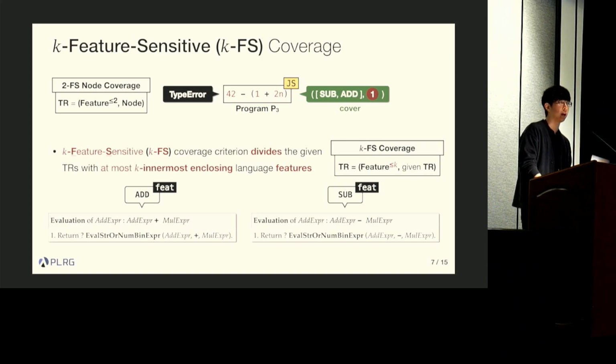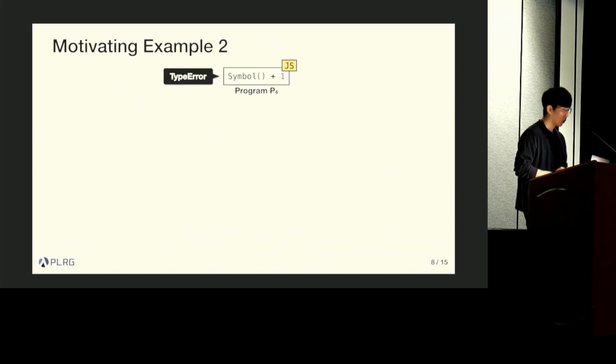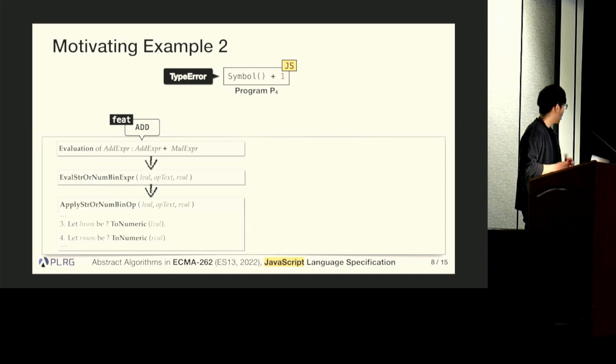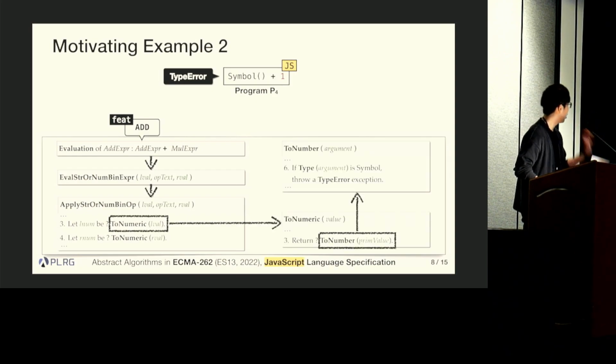I will explain this limitation with the second motivating example. In this second motivating example, the program P4 now adds a symbol value with a number value 1. It also throws a type error, but because of a different reason. So I will explain why in this specification. It follows similar execution paths like this, but in this algorithm, in step 3, it tries to convert the left side value into a numeric value, actually into a number value like this.